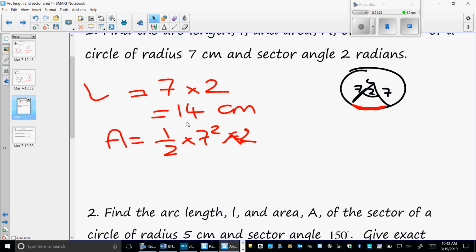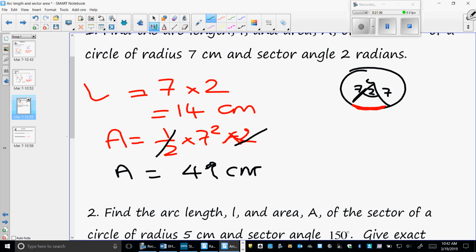Actually, why did that give 7 meters? Oh, because they said 7 meters there. And are you good that my 1/2 and my 2 cancel out? Sure. So this 2 and this half cancel. So we've got that the area is 49, and this would be centimeters squared.